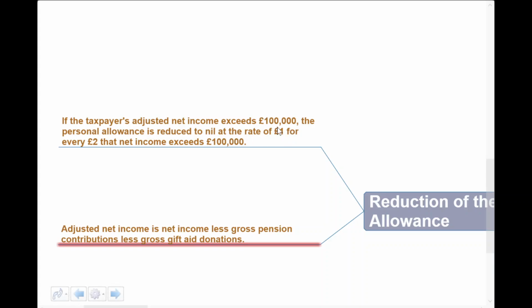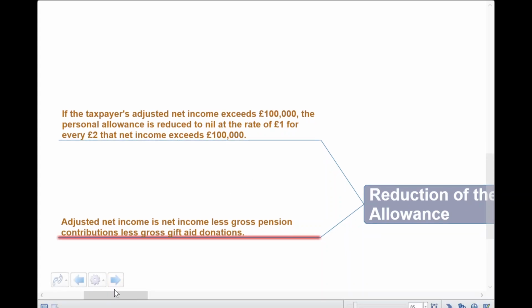So, in essence, this definition of adjusted net income begs the question of what an individual could do. And this is maybe a little bit over the top for TX. What they could do is say, oh God, it's likely that I'm going to be over 100,000 in this tax year. Maybe I should make a gross pension contribution, because if I do, I can reduce my ANI to below 100,000 and not lose my PA. Just some simple planning there, but you get my drift. Okay, so that's the reduction.